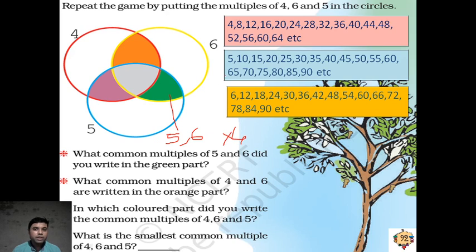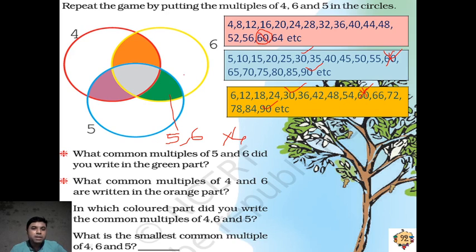Is it clear? Okay, so first check it. Multiples of 5 and 6, which are common. Look here, 30, here also 30, 60, here also 60, 90, here also. As a record we will write up to 90. So here what are the common multiples? 30, 60, 90. But my dear students, look here, 60 is also a multiple of 4, so we will not write 60 on the green part.